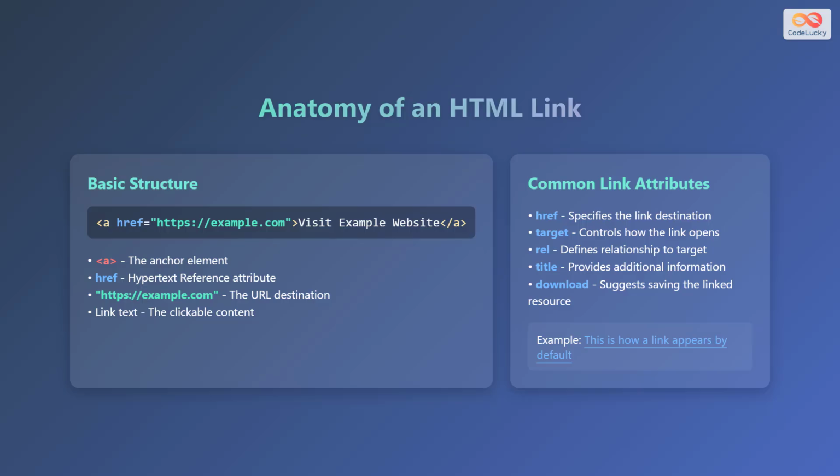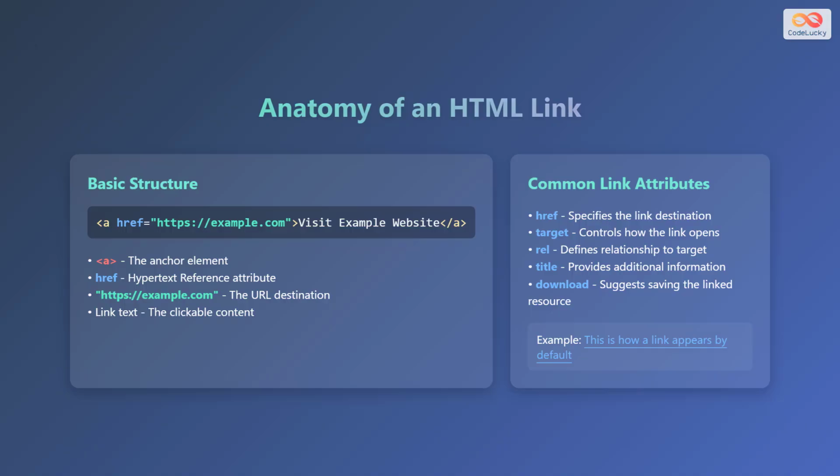For example, href equals https://example.com. The link text is the visible and clickable part of the link, such as visit example website, enclosed between the opening and closing anchor tags.